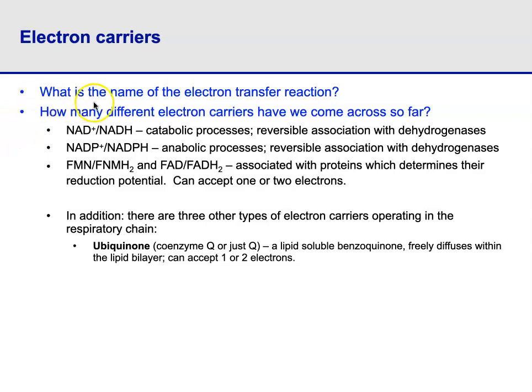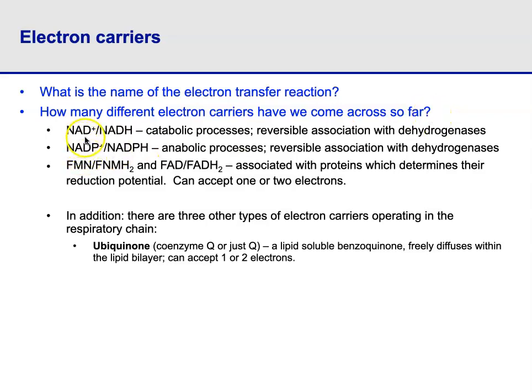Alright, so what is the name of the electron transfer reaction? I mean, all of you know the answer to this question, but I like to start logically. Let's think about it. Obviously, we have a reduction and oxidation, so the name of the reactions are oxidation reduction or redox reactions. So how many different electron carriers have we come across so far?